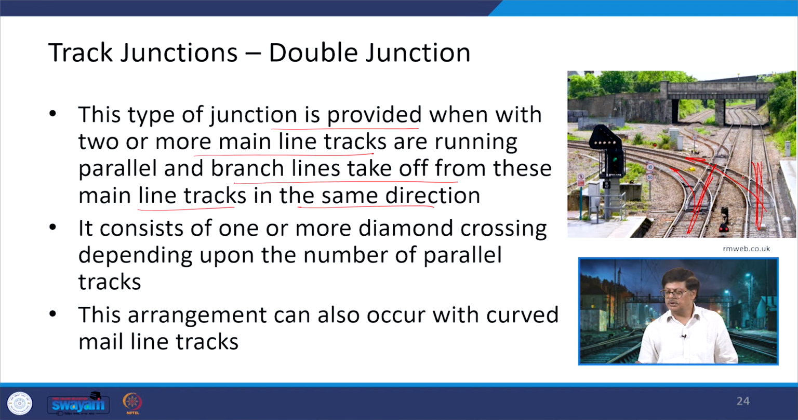So, there is one junction coming here and the junction going this way. It consists of one or more diamond crossings depending on the number of parallel tracks. The arrangement can also occur with curved mainline tracks. It may happen that the mainline tracks are curved, and from there also further the curved tracks are coming out.